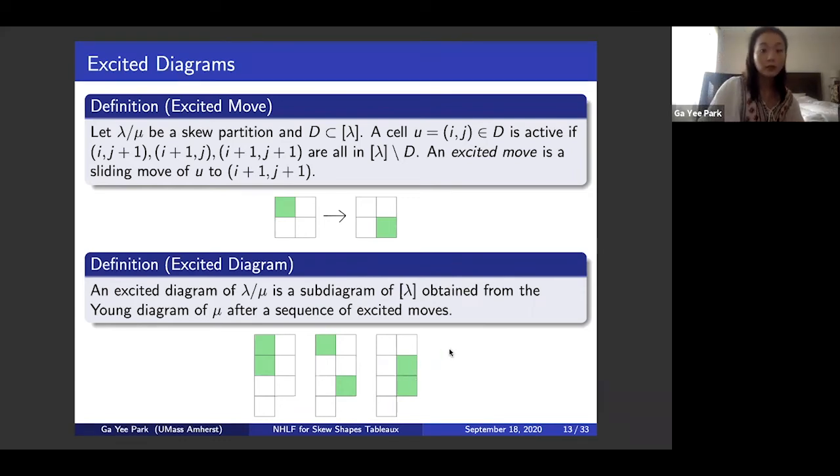For the case of a border strip, which is the one shown here, there's another way to interpret excited diagrams. It can be seen as a lattice path from the most southwest corner to the most northeast corner. If you just look at the white part for each of these diagrams, there's one way to get from here to here through that path, or through this path, and finally this path. So there's a bit more combinatorial interpretation of excited diagrams for the border strip case.